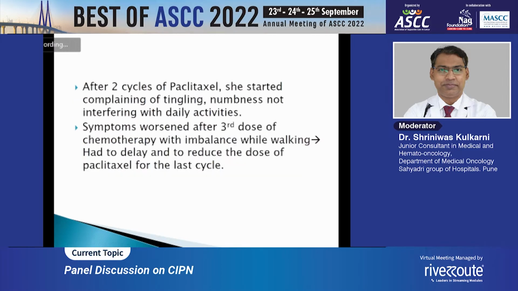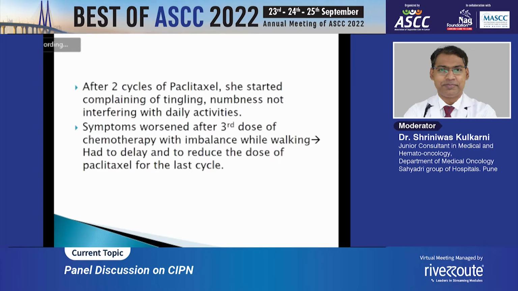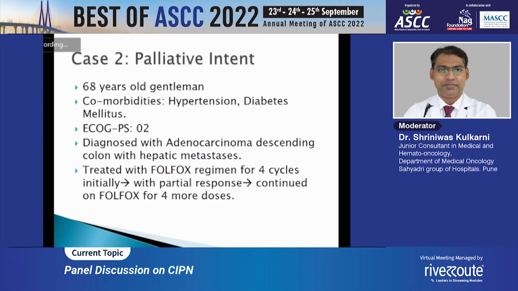The point in this sequence of treatment events is that after 2 cycles of paclitaxel, she started complaining of tingling and numbness, not interfering with the activities of daily living. But as the chemotherapy proceeded, symptoms worsened after the third dose, and she presented with imbalance while walking and had to delay and reduce the dose of paclitaxel for the last remaining dose.